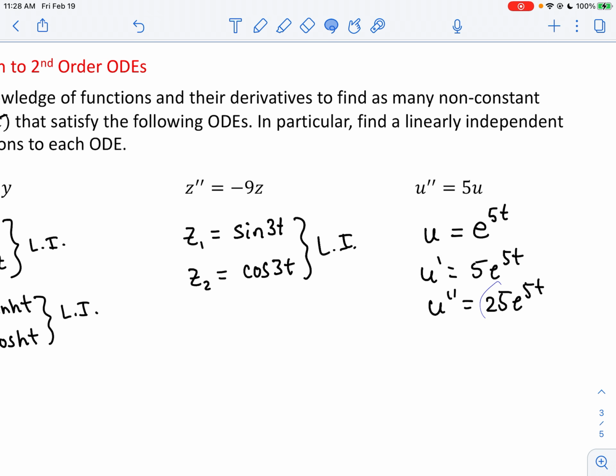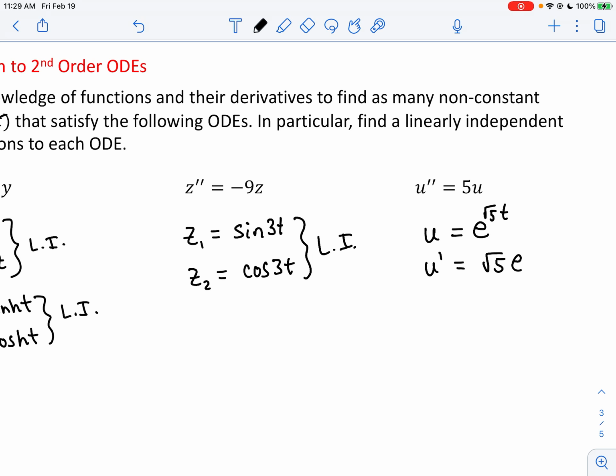So I want this to be a 5 after you do 2 derivatives. So I want the constant, the coefficient of the t there, to be a radical 5. So if that's a radical 5, now let's test it. u prime is radical 5 e to the radical 5t, and then u double prime, multiplied by another radical 5, will give us the 5 that we desire. And this is 5 times the original, so this works. So this is one possible answer. We'll call it u sub 1.